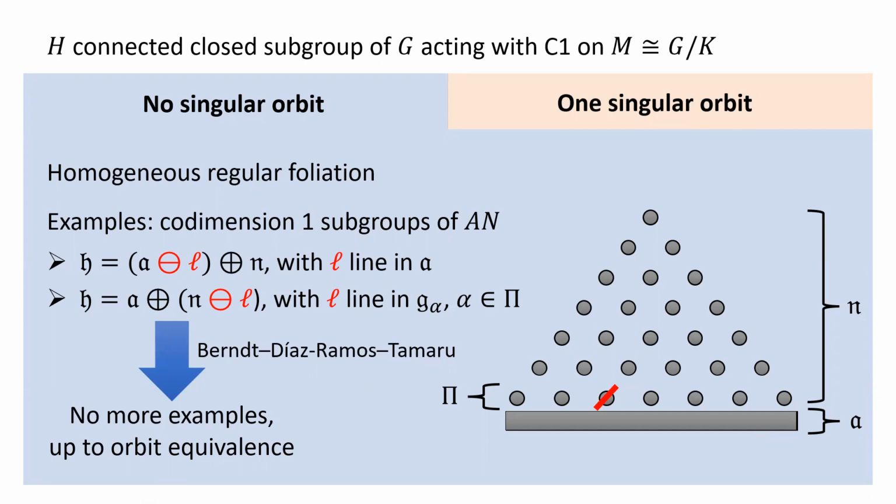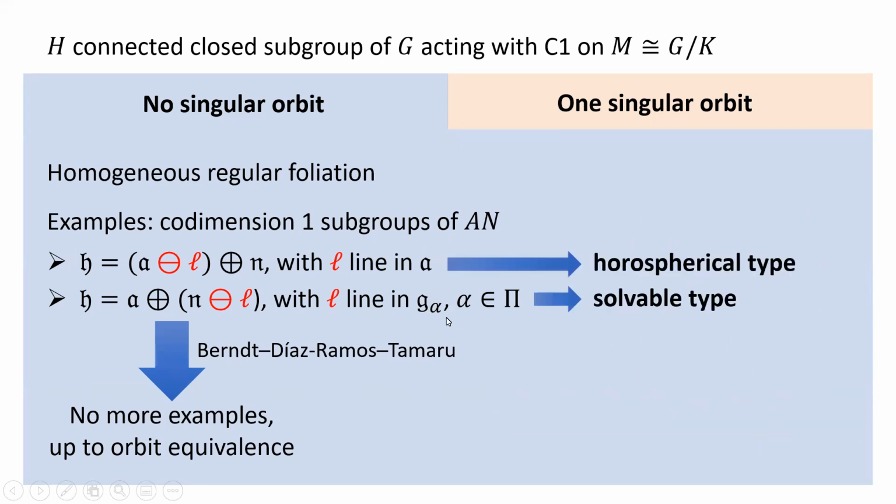Okay, we give a name to these two families of examples. The first one, we say it's of horospherical type. The second one of solvable type. The first one is called of horospherical type because for some choices of L, this gives rise to horosphere foliations. Okay, and this is very different from the compact setting. Here you have many choices in higher rank. You have many choices for L, so you get uncountably many examples up to orbit equivalence. Okay, so this case is very well understood.